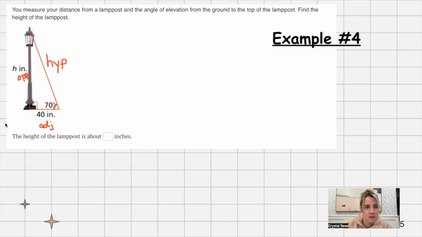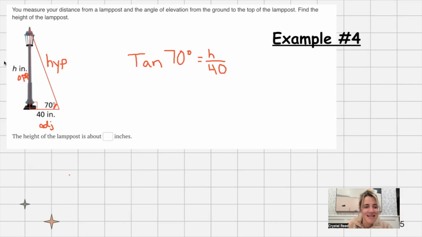Okay, we're going to go right into this. We know that the tangent of our angle is the opposite over the adjacent. So the tangent of our known angle, 70 degrees, is the ratio of the opposite side, which is our height, what we're trying to find, over the adjacent side, which is 40. Opposite over adjacent doesn't change.